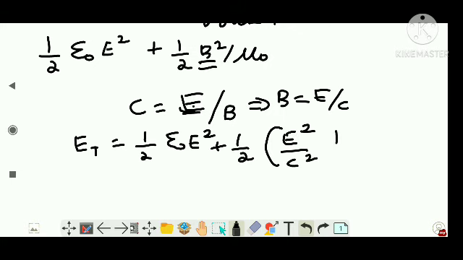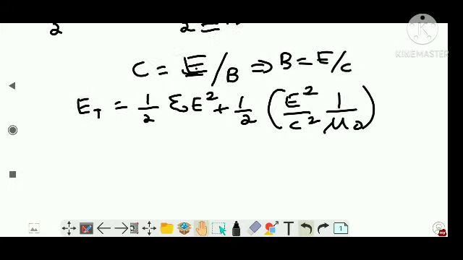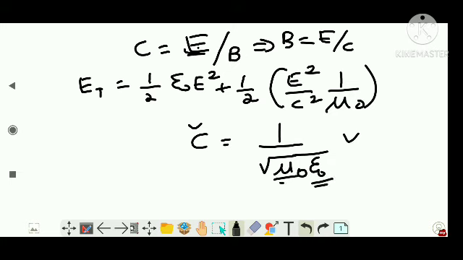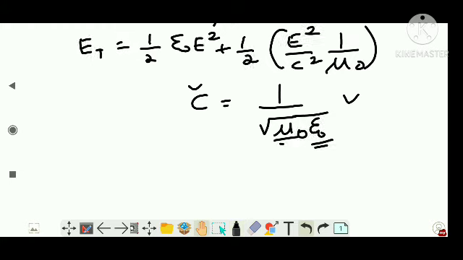E squared by C squared divided into 1 by mu naught, right. In the previous video I have also written, remember, C has experimentally been proved to be equal to 1 by root mu naught epsilon naught, right. This was actually found by Hertz, okay. So this formula is constant, that is the velocity of light, where mu naught is the permeability and epsilon naught is the permittivity of free space, right. So this much is known.